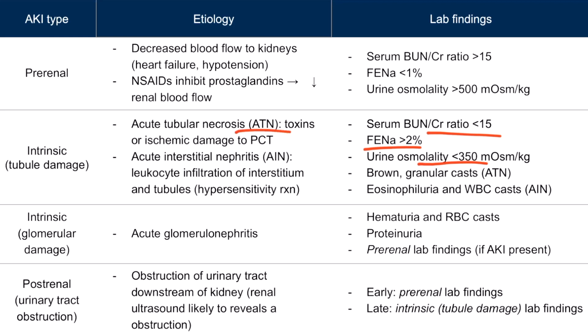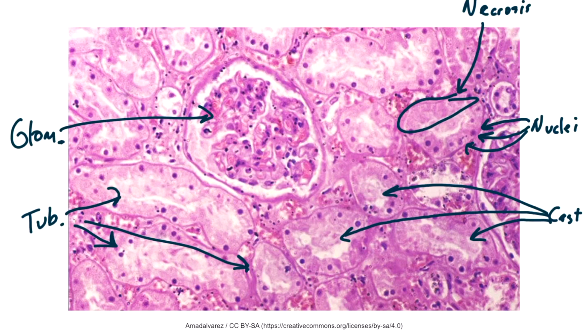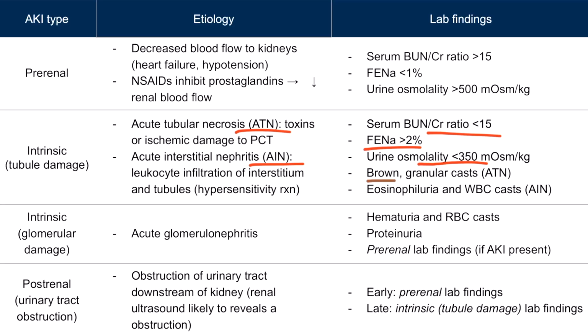So we discussed serum BUN to creatinine ratio, fractional excretion, and urine osmolality, and this applies to both acute tubular necrosis and acute interstitial nephritis. However, those casts that we discussed over here on the previous image are from tubular cells dying, as I just described, and they end up having this brown granular appearance. So the detail about brown granular casts applies only to acute tubular necrosis. In a moment, we're going to discuss the specifics of acute interstitial nephritis. But before we do, there's something else you need to know about acute tubular necrosis.